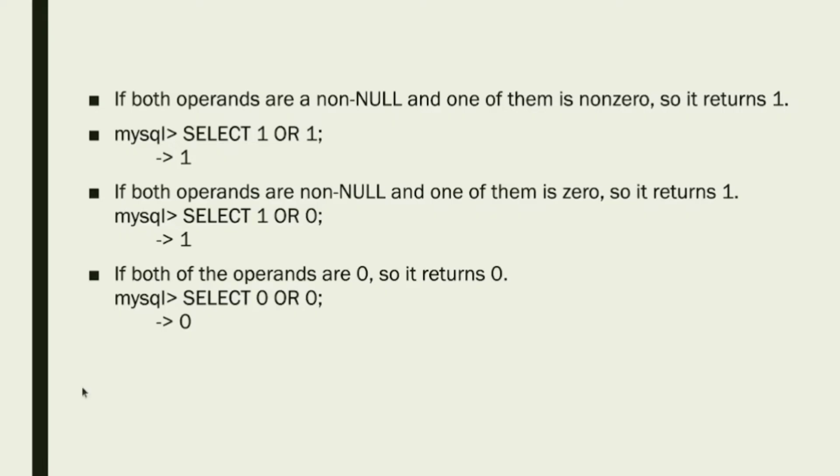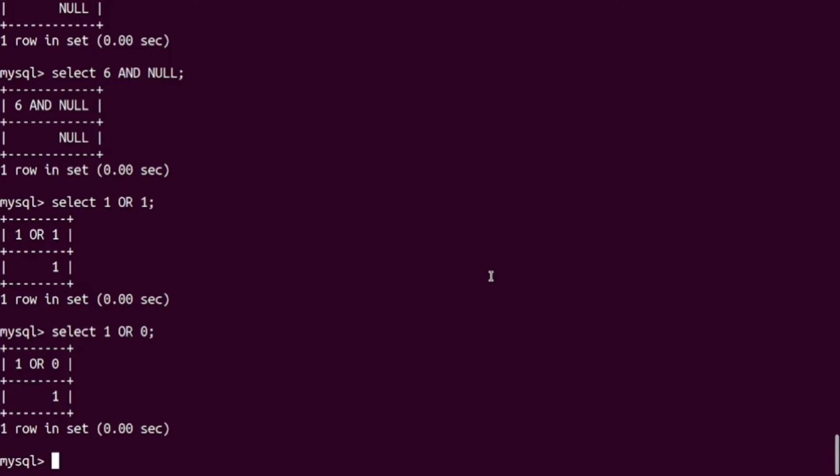Okay, so next, if both operands are 0, it returns 0. Let's check it in the terminal. 0 OR 0, what's our output? It's showing 0 here. Got it? So this is the OR operator.